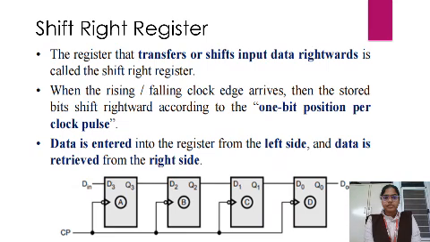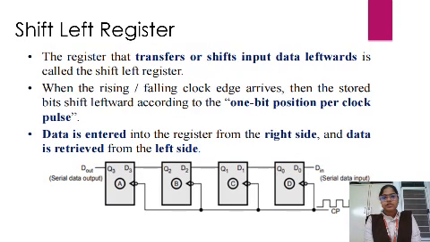Shift right register. The register that transfers or shifts input data rightwards is called a shift right register. When the rising or falling clock edge arrives, the stored bits shift right by 1 bit position per clock pulse. Data is entered into the register from the left side and data is retrieved from the right side. And here the diagram shows the process.